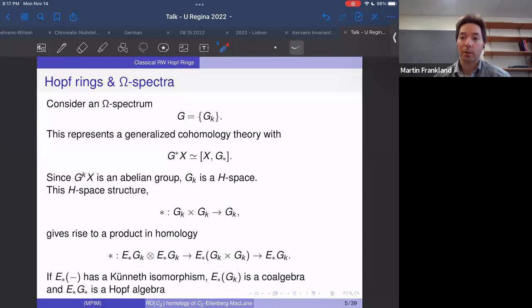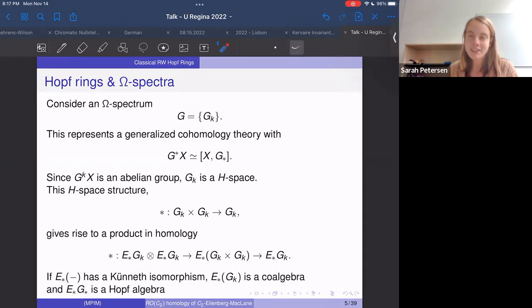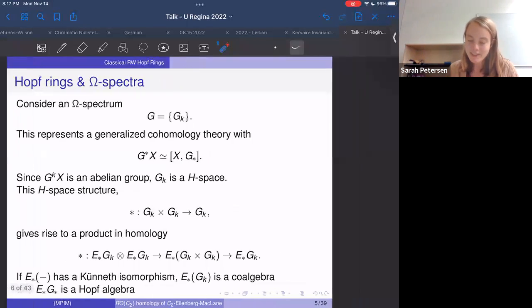I see. So you apply the Künneth isomorphism just to the diagonal in spaces, right? Yes, exactly. Thank you. To the diagonal spaces. Perfect.